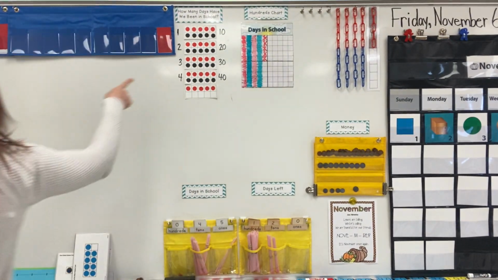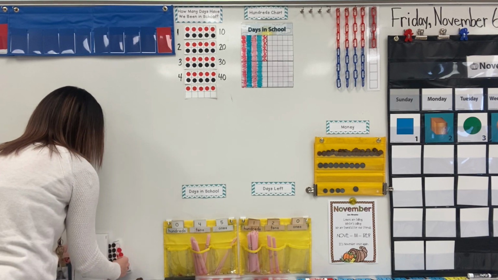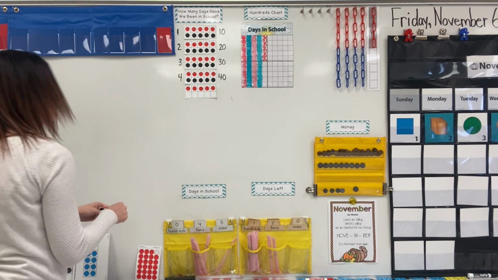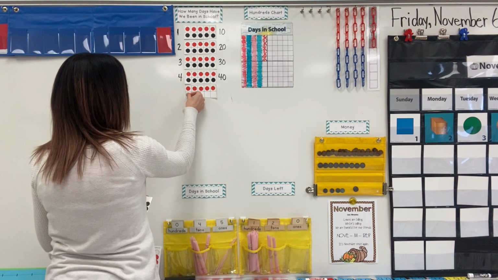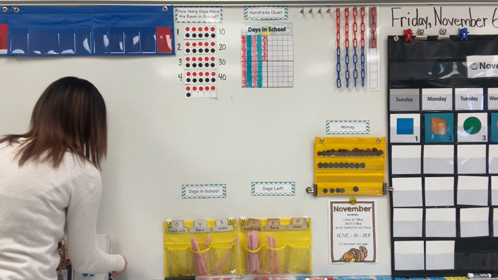Okay, I'm going to go ahead and add a sticker. And we need to switch to a black sticker today because we're going to the bottom row. So how many 10 frames do you see that are all the way filled up?